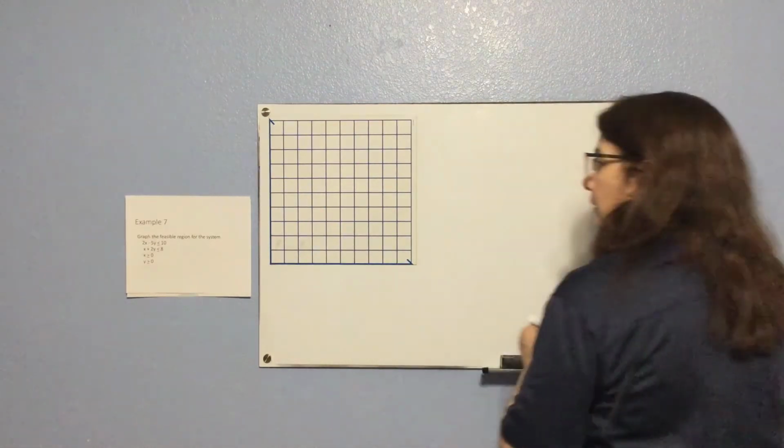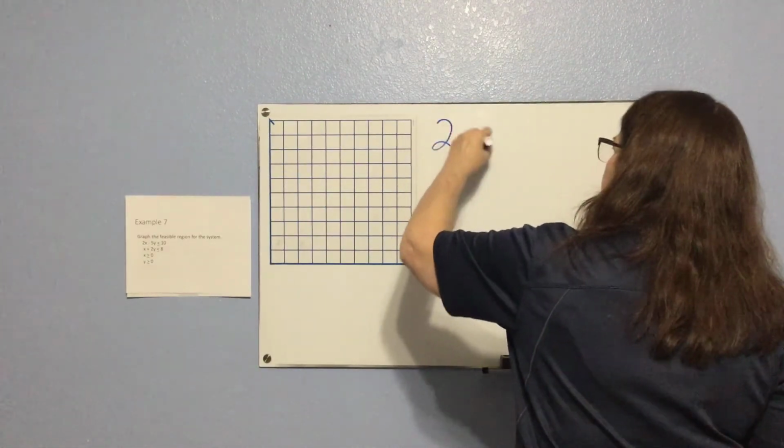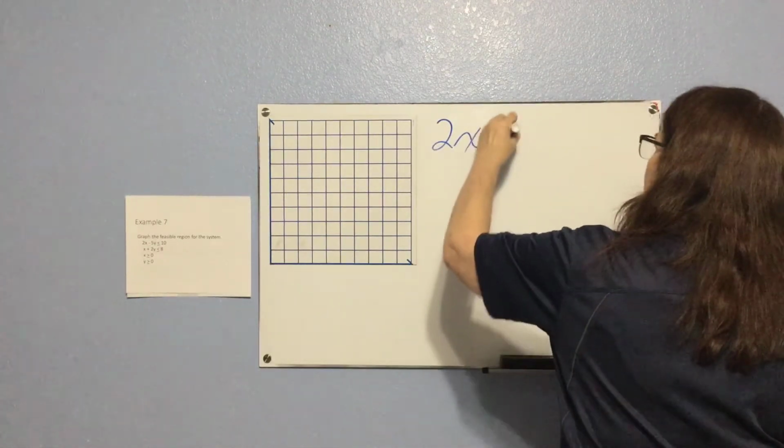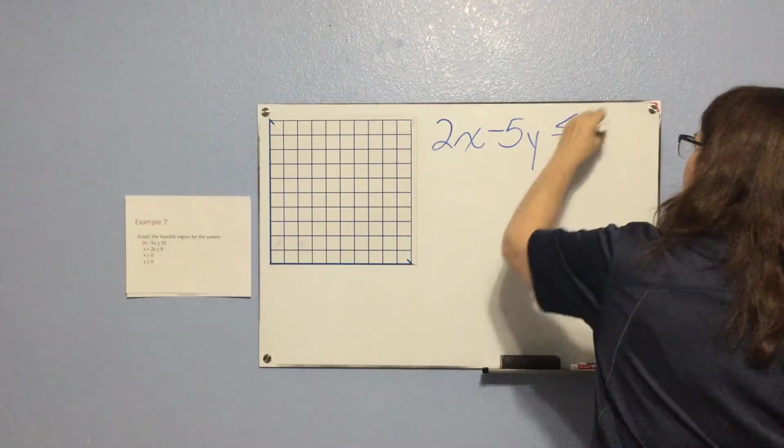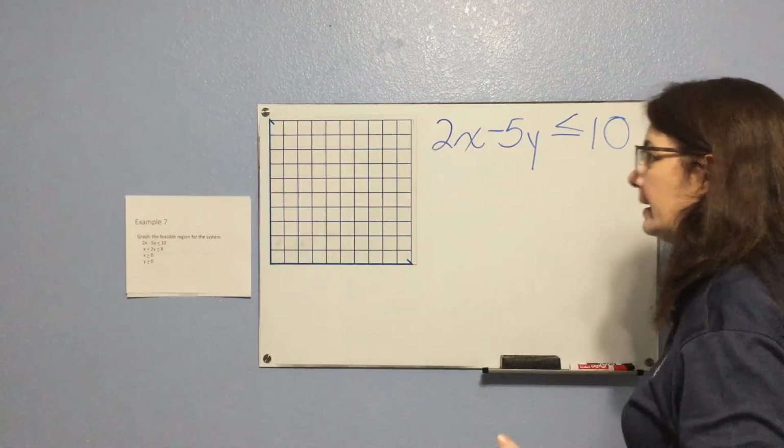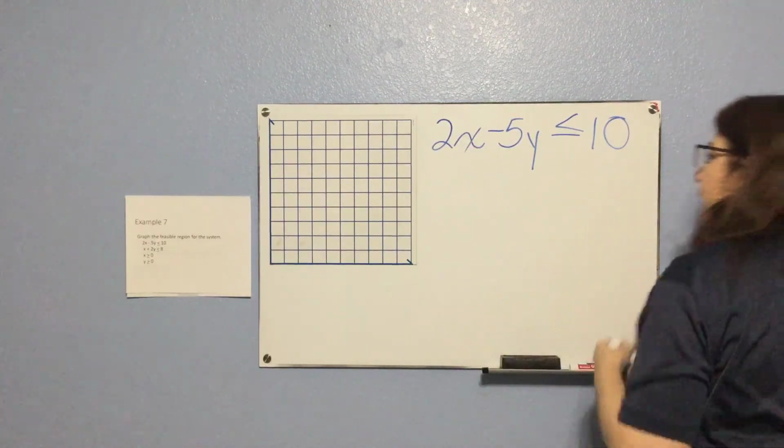When we graph multiple inequalities on the same coordinate grid, the area where all the inequalities overlap is called the feasible region, because this region contains all the points that are solutions for all the inequalities. Let's practice graphing a feasible region. Okay, I'm going to start with this inequality, and I'm going to graph by intercepts because 2 and 5 are both factors of 10.